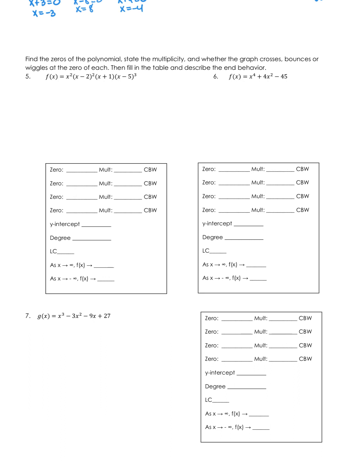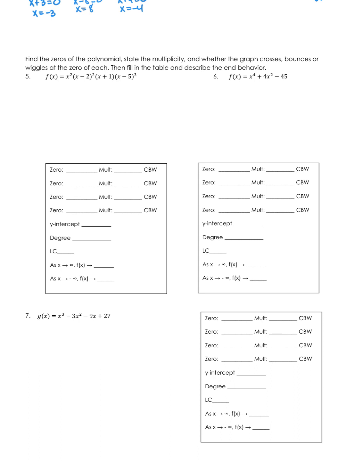Problem number 5. So you're going to find all the zeros. You're going to decide the multiplicity, and if it crosses, bounces, or wiggles. We're also going to find the y-intercept, which it's been a minute since we've done that, so I'll go over that. And then you're going to have to do end behavior again, okay? And all this is what we need to know to be able to graph these. So we want to make sure we're pros at this by the time we get to Monday.